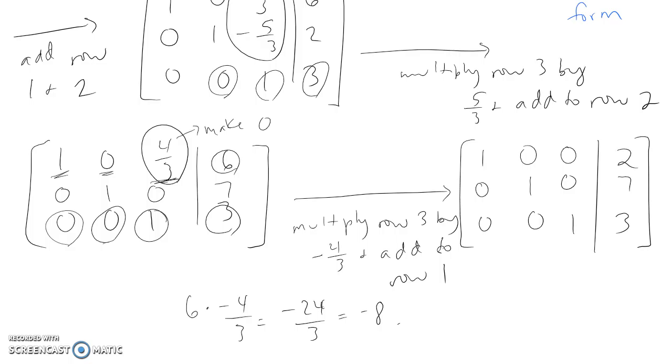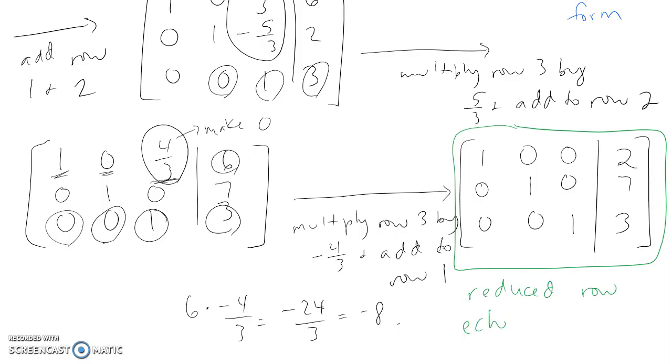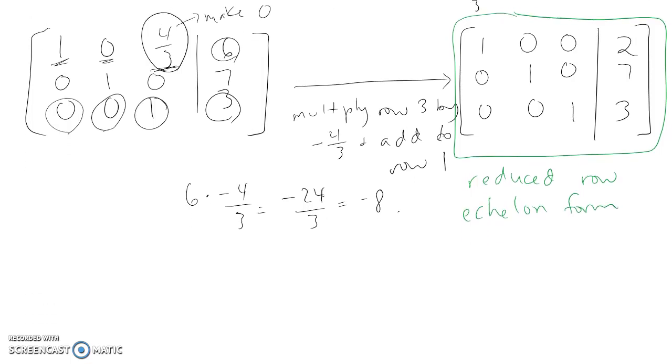So this matrix is now in reduced row echelon form. And from it, I can just read out the answers. I can see that x is equal to 2, and that y is equal to 7, and that z is equal to 3. All right, so we're all done.